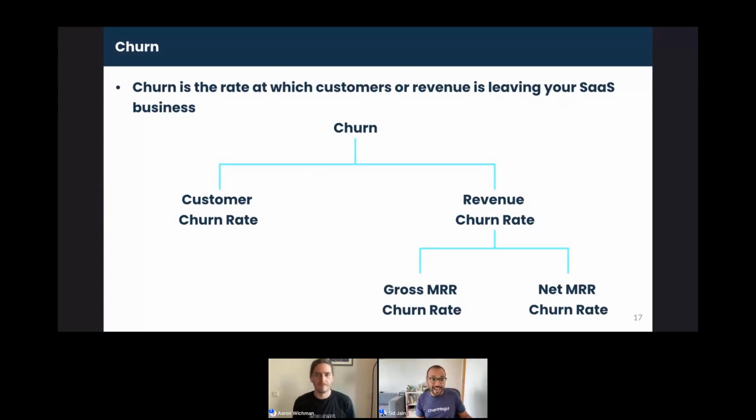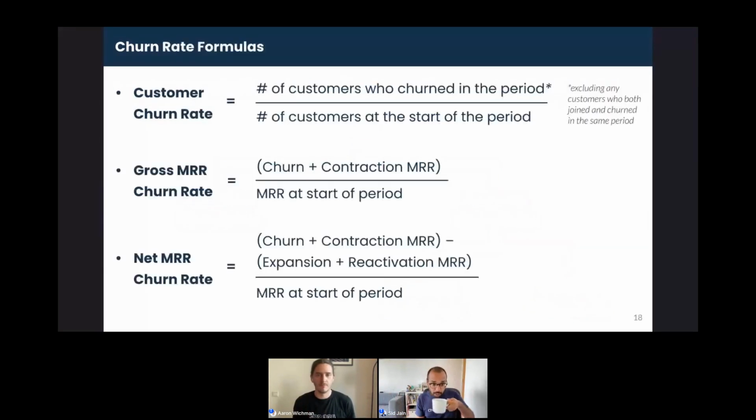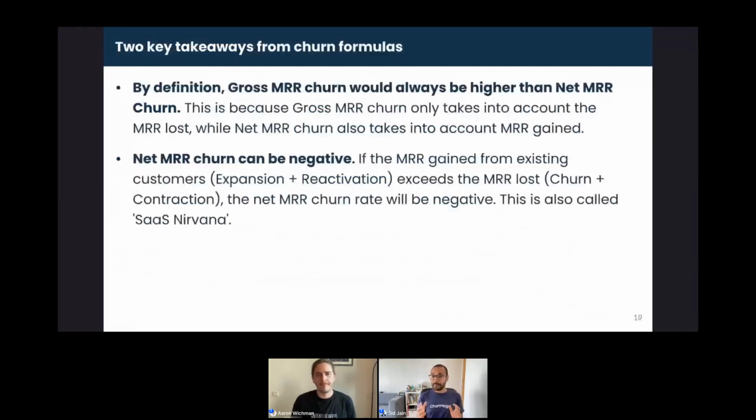On the next slide, we have some formulas for churn. I won't go into more detail, but would like to share two key takeaways from these formulas. The first one is that by definition, gross MRR churn will always be higher than net MRR churn. This is because gross MRR churn only takes into account MRR lost, while net MRR churn also takes into account MRR gained.